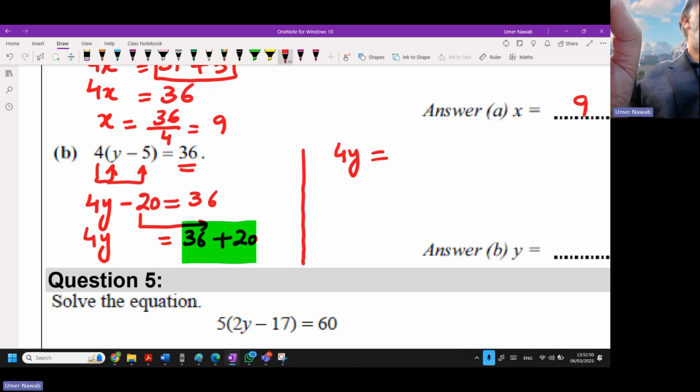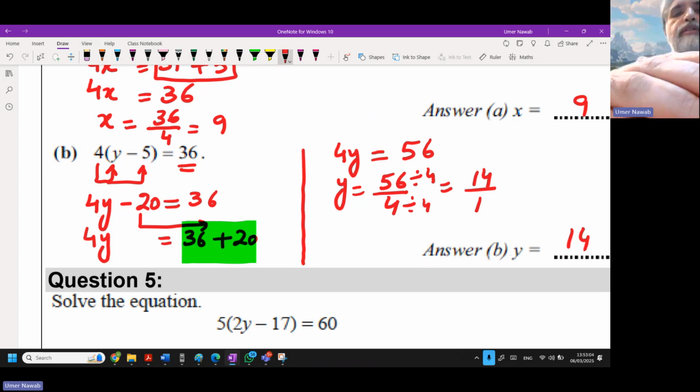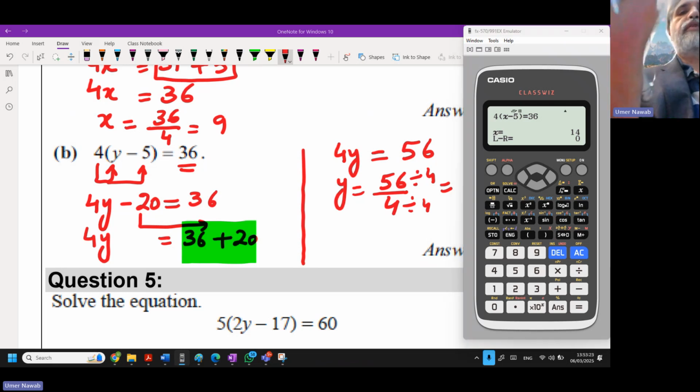So guys, I'm going to write it here 56. So y is equals to 56 over 4. And we know that divided by 4, it gives you 14 over 1. So my answer is 14. Let me check my answer from the calculator. I will write 4 bracket open. I cannot write y. I can write x only. So press alpha, bracket close, negative 5, bracket close, equal sign. And then I write 36, shift solve, and then press equal sign. My answer is correct. It is 14.